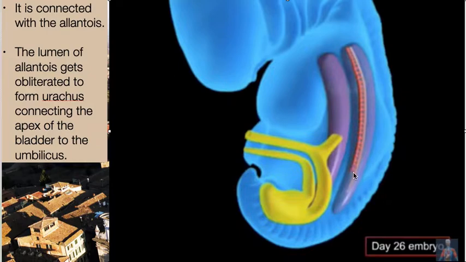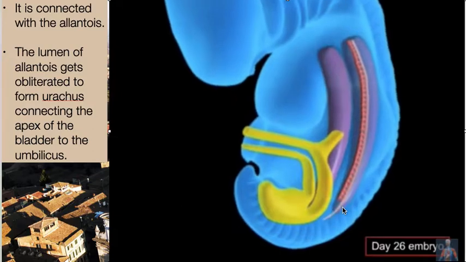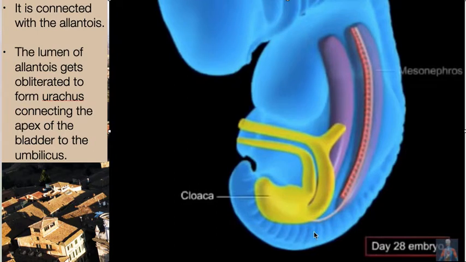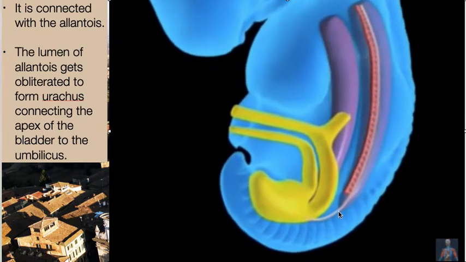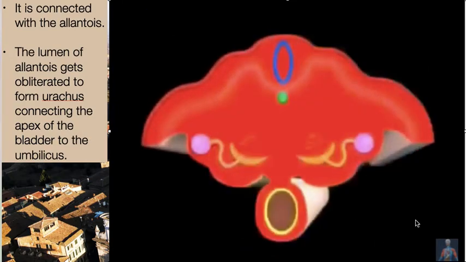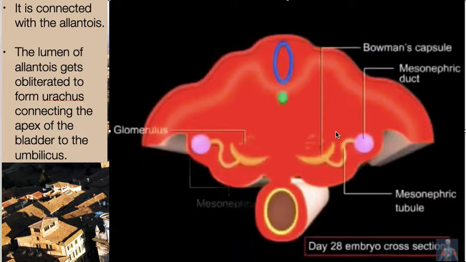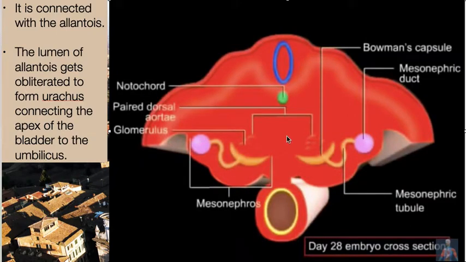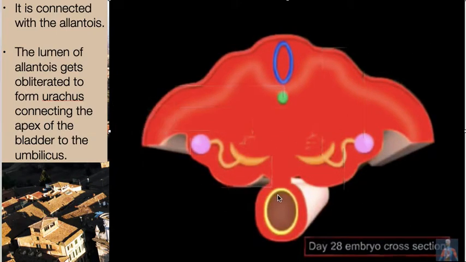You can see these formations at day 26 of the embryo. Here, right. Day 28 of embryo. This is the hindgut part. This is in cross section. You can see the primitive glomerulus getting formed.